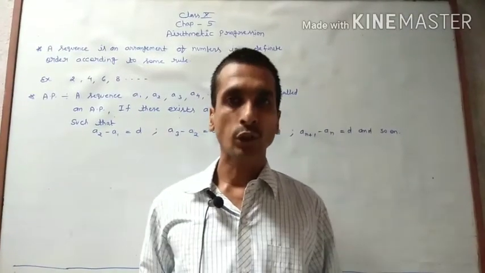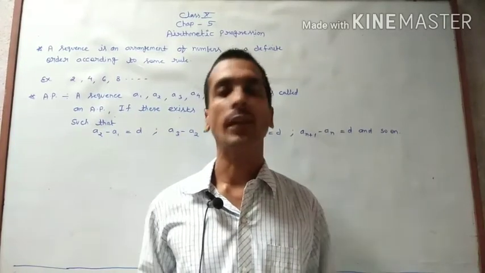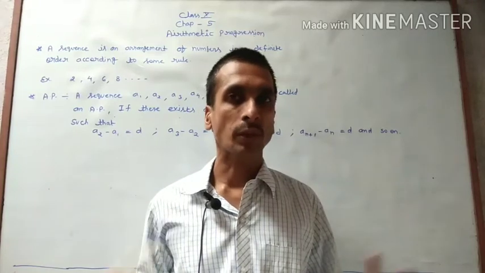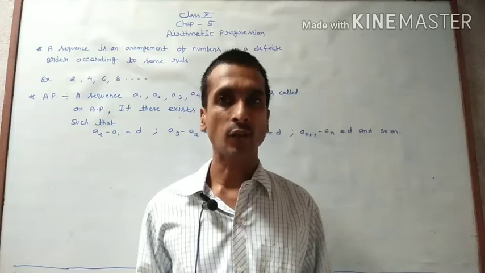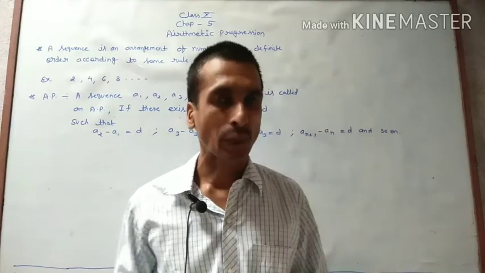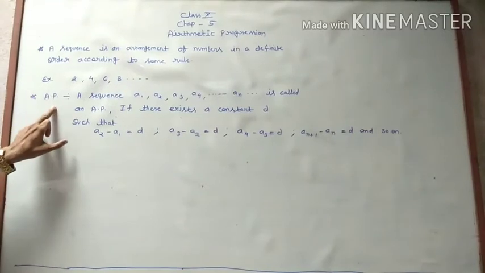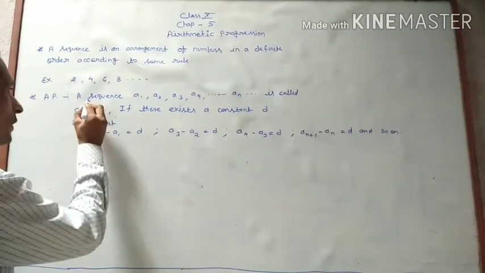That name is Guruji and we will start chapter number 5 of class 10th, and the chapter name is Arithmetic Progression. So what is the meaning of arithmetic progression? In this session and in this class we will understand. Look at this one. Here it is written the definition of arithmetic progression. A sequence. So what is the meaning of sequence?